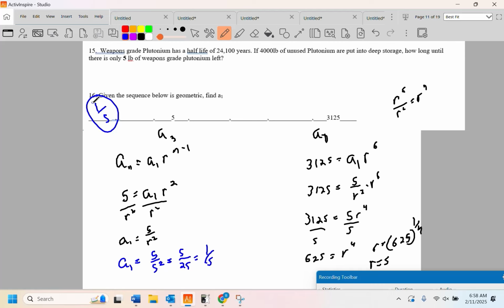So, weapons grade plutonium has a half-life of 24,100 years. If 4,000 pounds of unused plutonium were put in deep storage, how long until there's only 5 pounds of weapon grade plutonium left? So our formula for half-life is that the amount after time t is the principal times 1/2 to the t over the half-life time. So my goal is to get to 5. It would be the principal of 4,000 times 1/2 to some unknown time over the half-life of plutonium, 24,100.